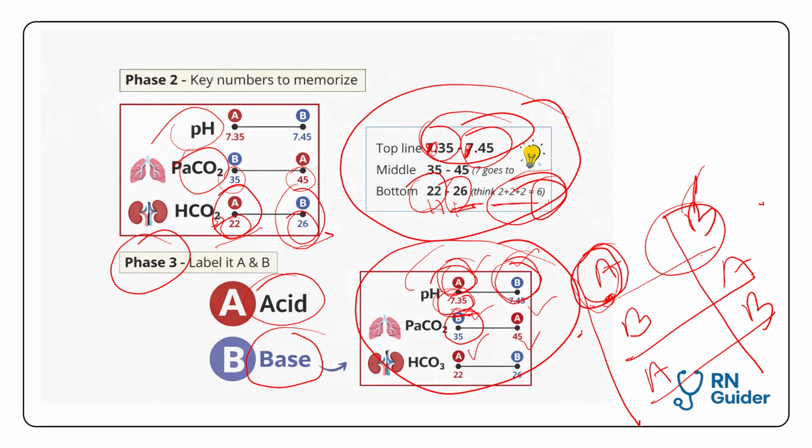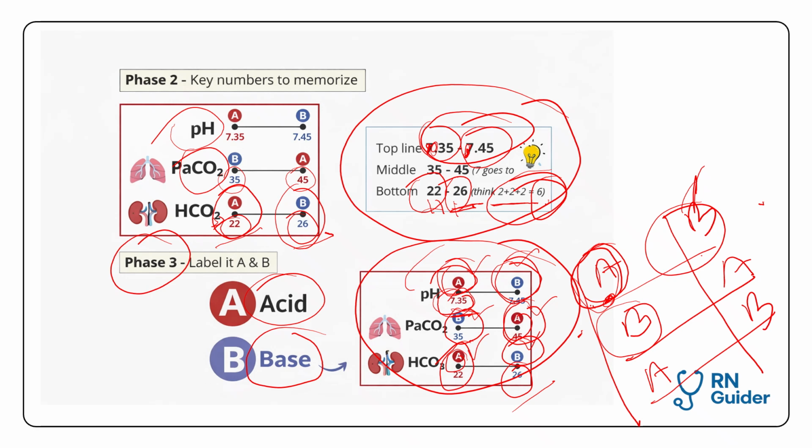In case of carbon dioxide, if less than 35, the diagnosis will be B, that means base, that means alkalosis, and if over 45, it will be acidosis. And the same for bicarbonate, according to the formula written here: A, if less than 22, it will be acidosis, and if over 26, it will be alkalosis. I hope all of us understood this chart.